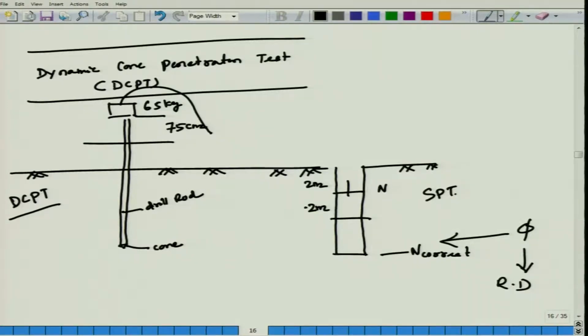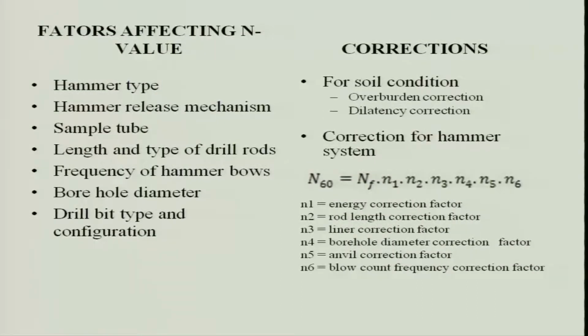This is most popular in India, particularly SPT and CPT. CPT is your cone penetration, as well as DCPT. So, I will show you some of the PPT form I left earlier. So, overburden corrections and dilatancy correction. As I said, the dilatancy correction will be followed by your overburden correction. That means first you have to do your overburden correction, you cannot do your dilatancy correction first. Again, after overburden correction, if N is greater than 15, then only you can go for dilatancy correction.